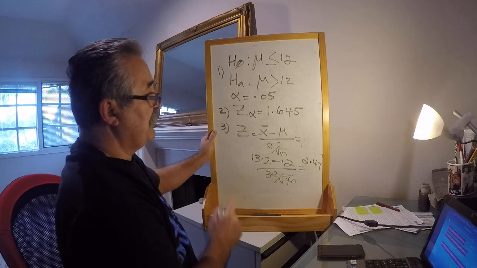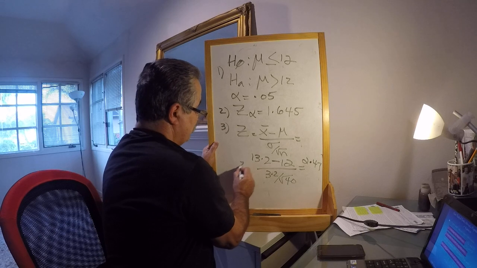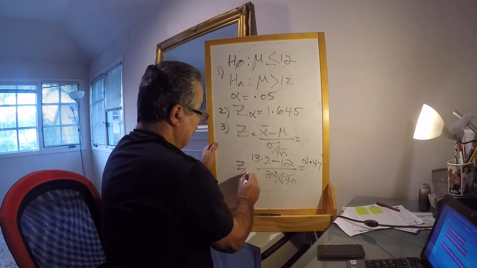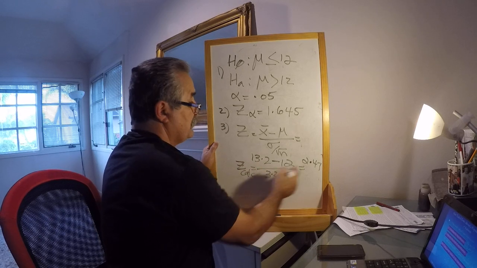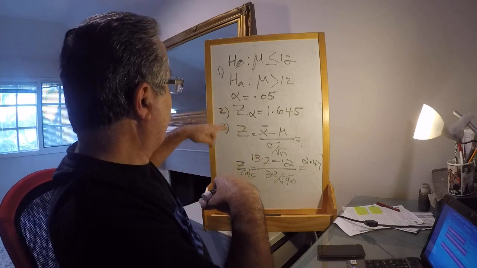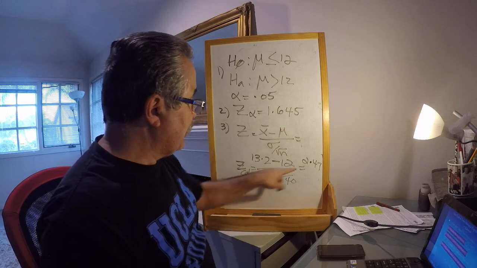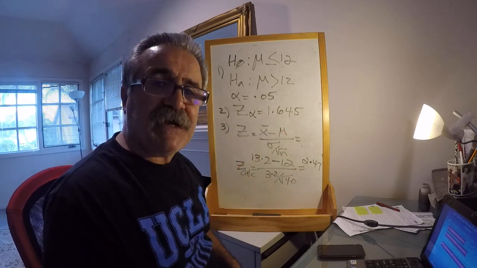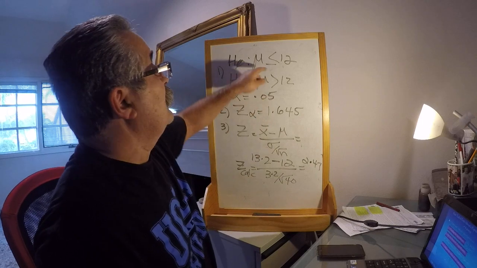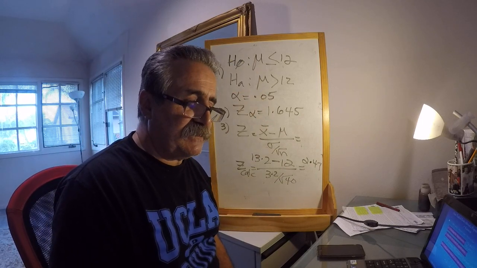Right now we can stop right here. This is our Z that we calculated, so this is the Z calc, which is equal to 2.47. Z of the alpha is 1.645. Because our Z is greater than that, we have to reject. They're not going to be able to reach that goal of 12 minutes or less.